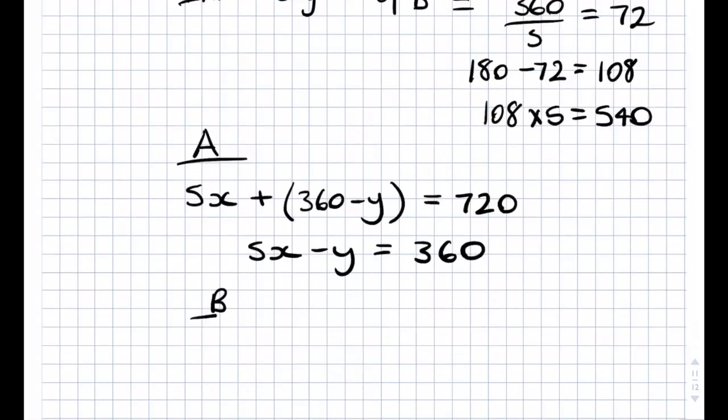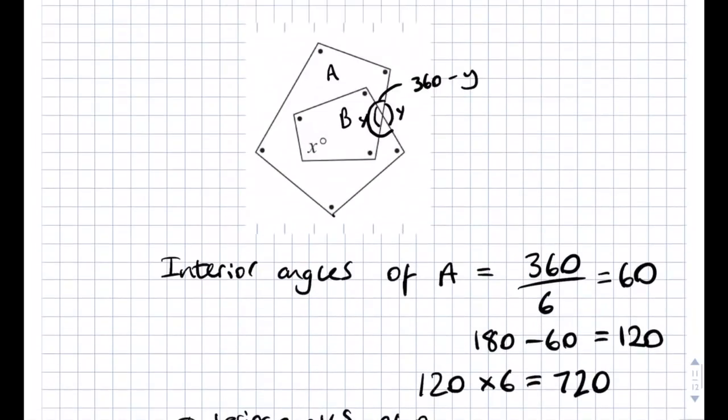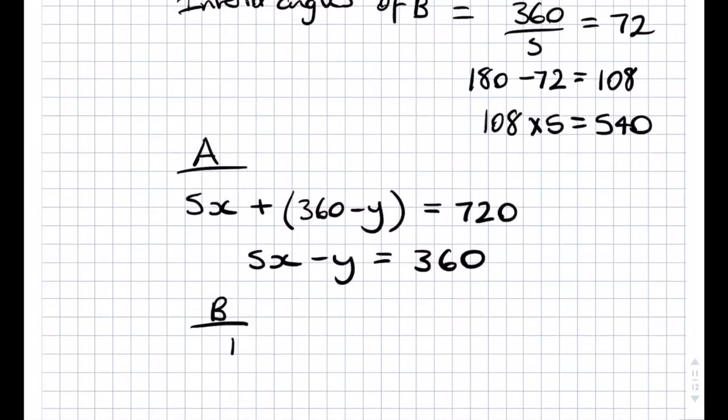And then we can do the same for B. B's a lot easier because we labelled the 5th angle that we didn't know within the pentagon as y. And we've got 4 other angles that are x. So it's going to be 4x plus y equals 540.